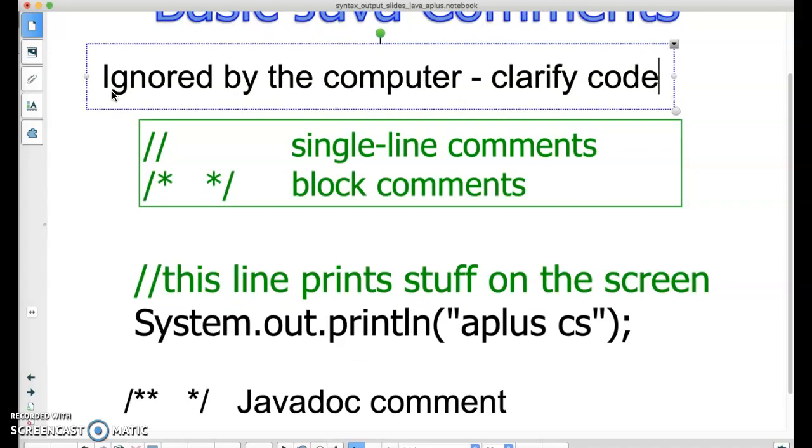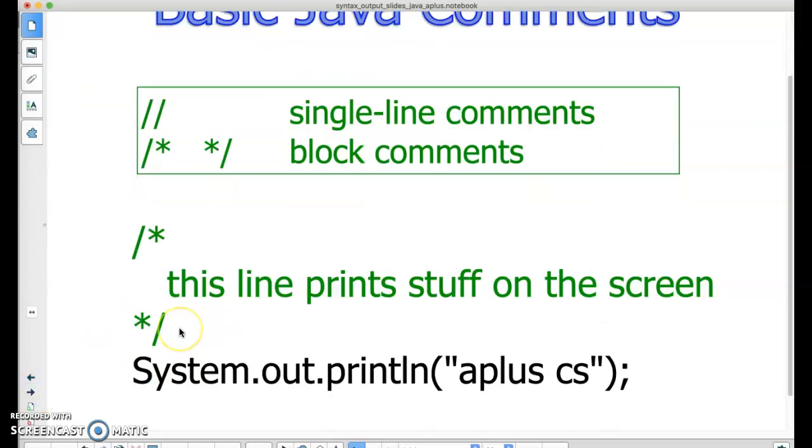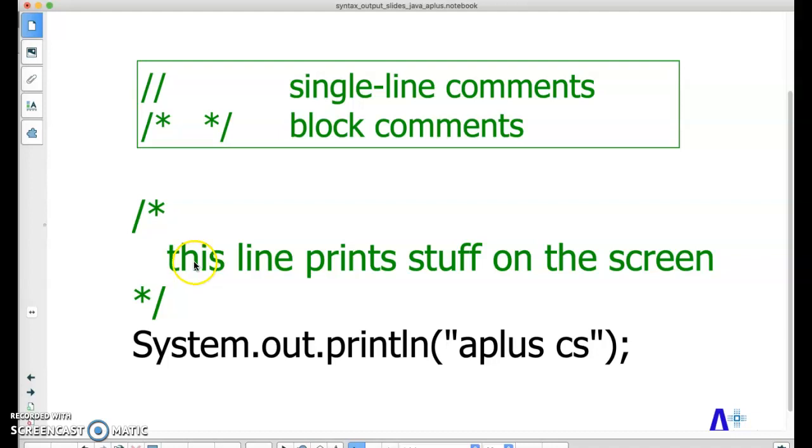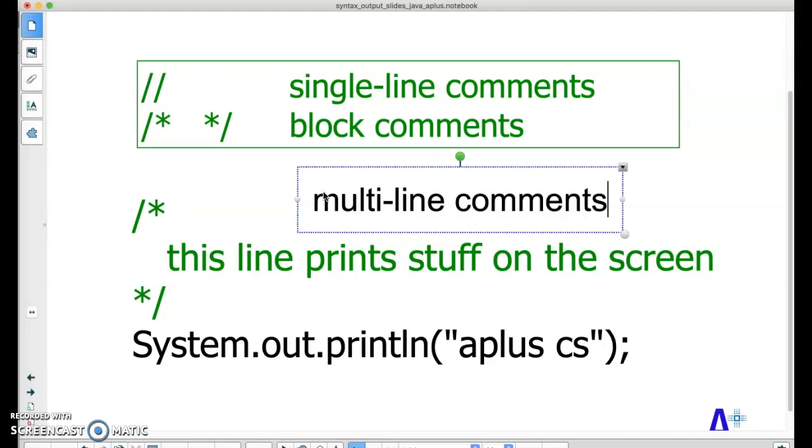So if you've got this big huge thing of code happening and a lot of people are editing it, it's good to have a little comment saying this next thing is going to do this, don't ruin it, kind of thing. So this is a single line. Block comments allow you to block out whole sections of code, not just one line, but many lines. So it's a multi-line comment, I'd like to call it. So another word for that would be multi-line comments.